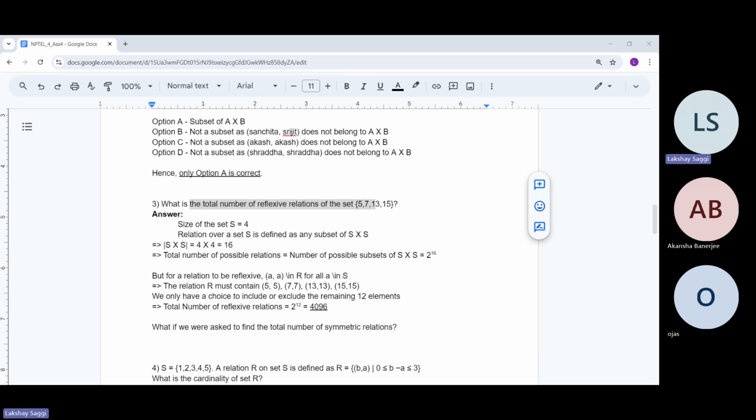Okay, so Ojas has written 2 to the power 10. Actually correct, Ojas. The answer will be 2 to the power 10. But I'll leave this as an exercise for you guys: how does this come out to be 2 to the power 10?